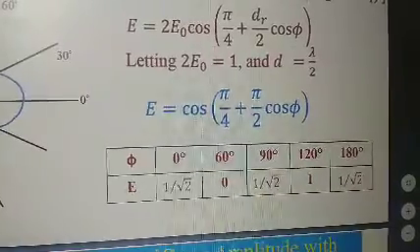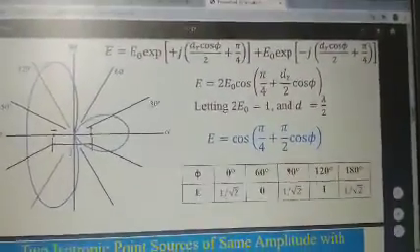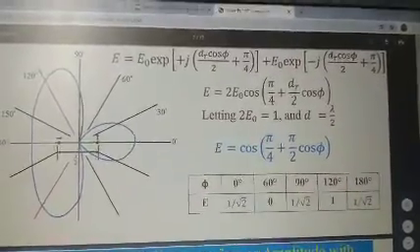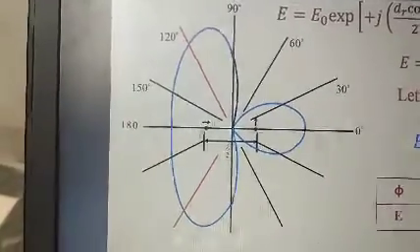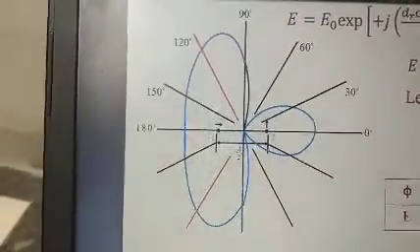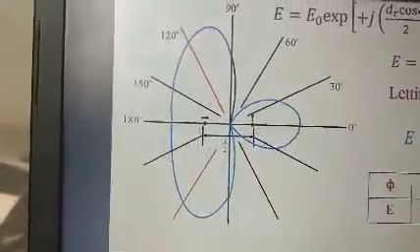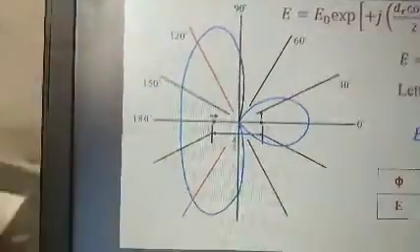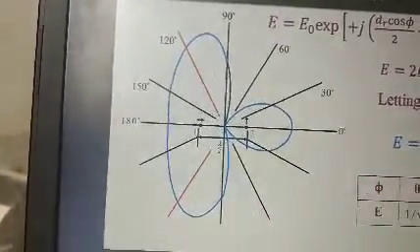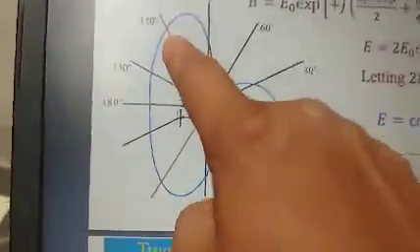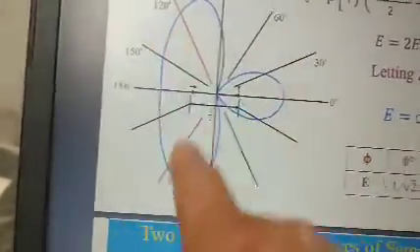In this way we get the radiation pattern for two isotropic point sources of the same amplitude and in phase quadrature. What is the shape of the radiation pattern? This is the radiation pattern, a cardioid shape. The maximum radiation we get in the second and third quadrants, meaning first, second, third and fourth quadrants.